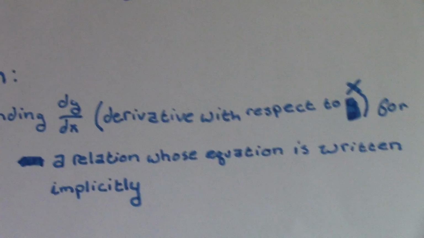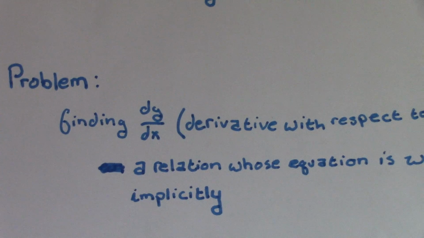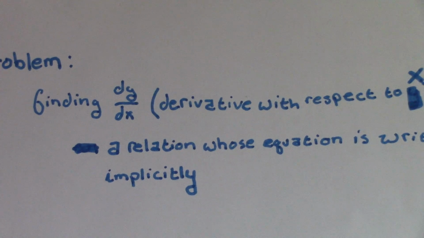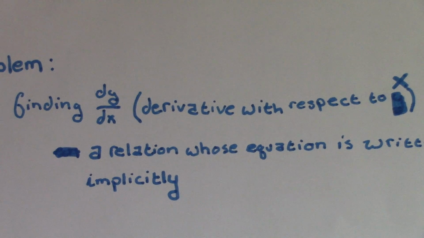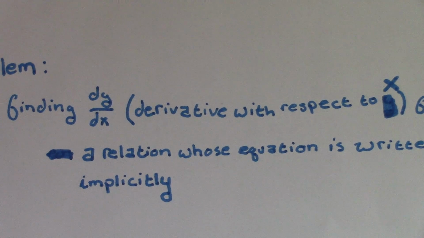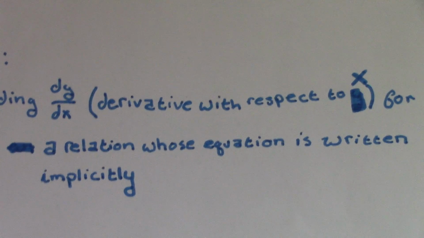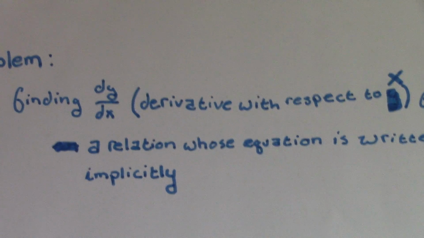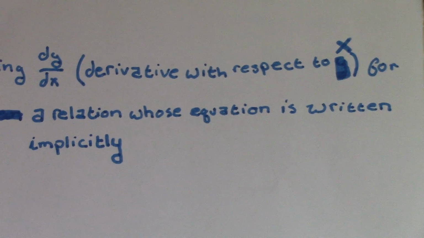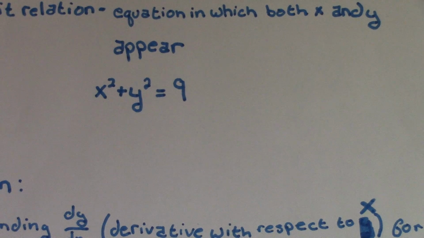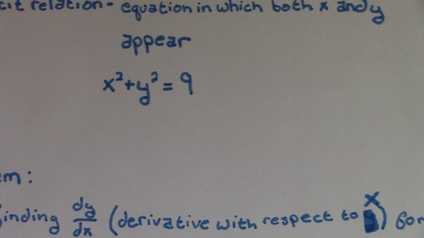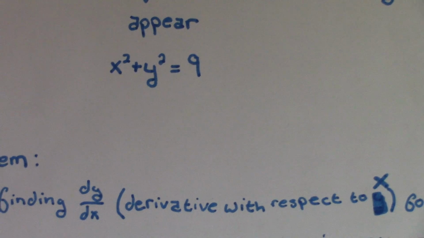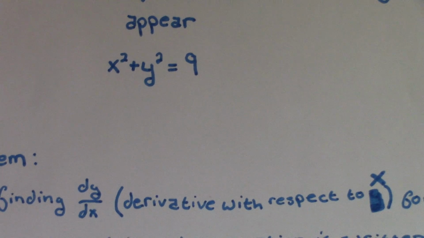We can't solve these like we would normally. Our problem is to find the derivative dy/dx of that implicit relation. We have to find the derivative with respect to x for a relation whose equation is written implicitly. We're basically taking the derivative of this equation in a special way.